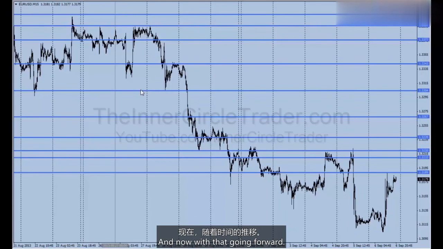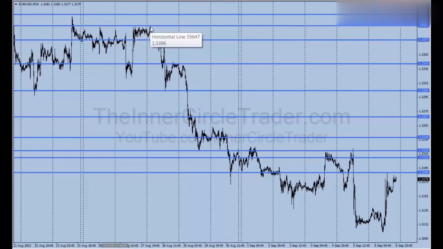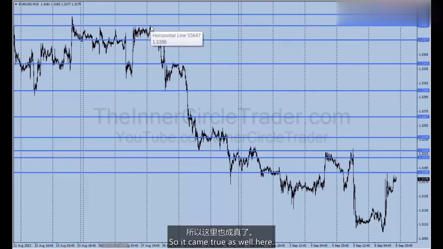Going forward, you can see that we did have the high form. I think it just went above a few pips, maybe 1 or 2 pips here on Wednesday. So it came true as well here, moved lower. But then we moved into this week here.